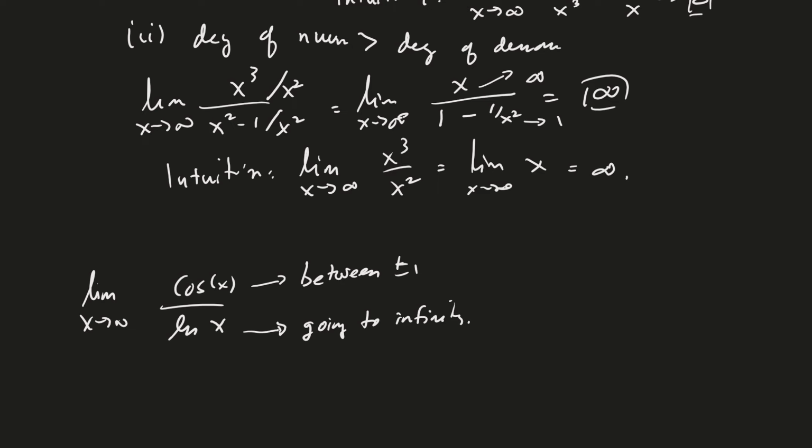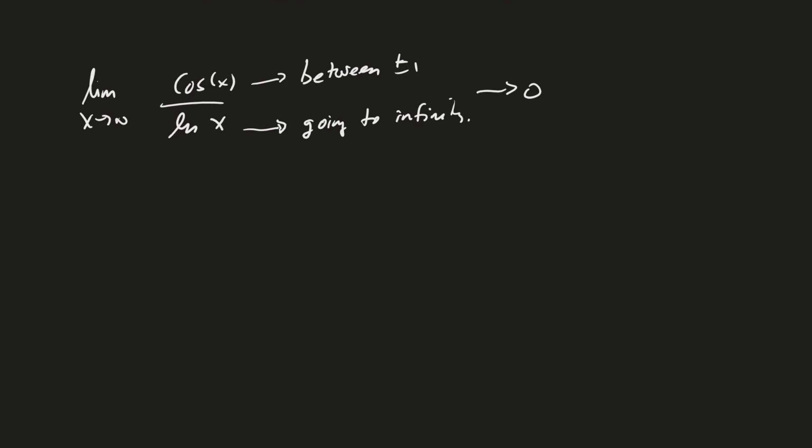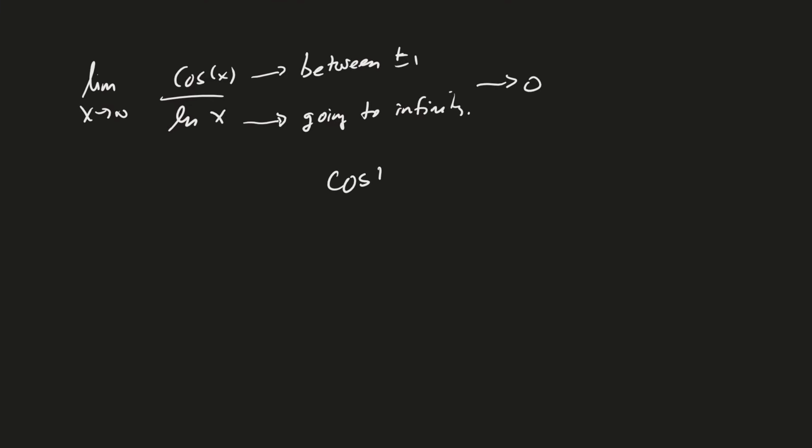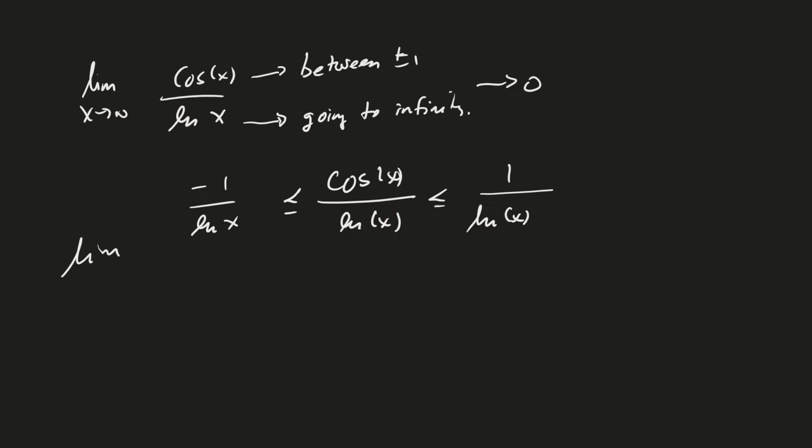I believe it's going to be going to 0. Can we prove that? Oh, I think we can. So let's see if we can show that. Cosine of x divided by natural log of x. We're going to do just exactly what we said. The top function would be 1 over the natural log of x. Bottom function is minus 1 over the natural log of x. Right? And now if you take the limit as x goes to infinity, does this setup look familiar to you? This is going to 0, this is going to 0, so therefore by the Squeeze Theorem, that's going to 0.